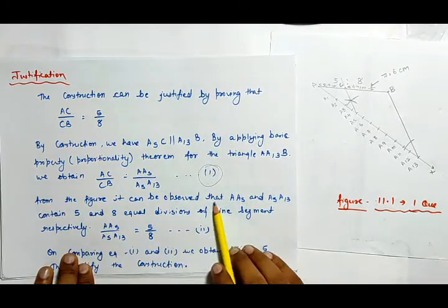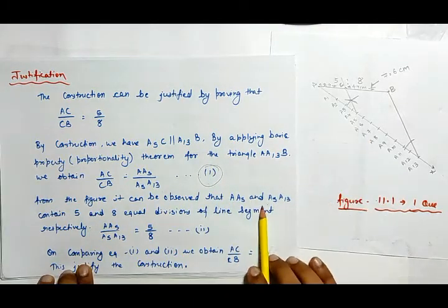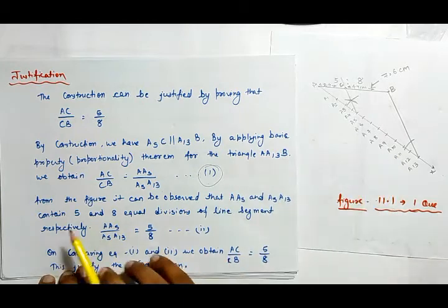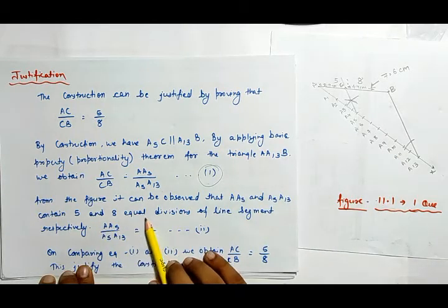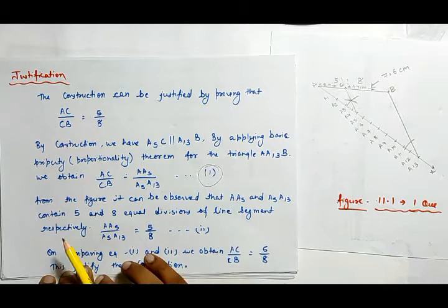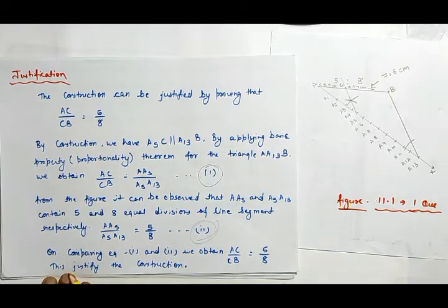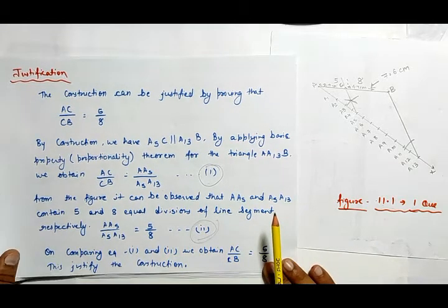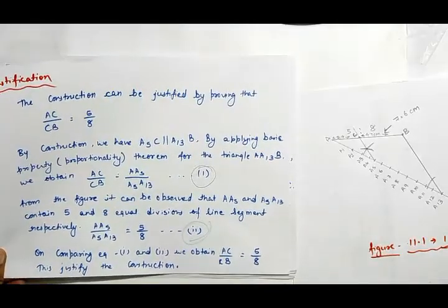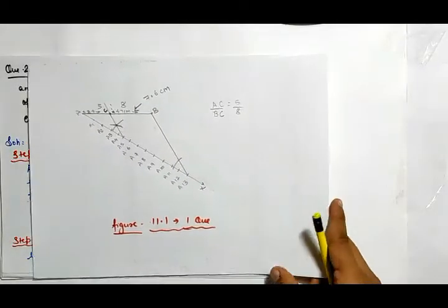From the figure it can be observed that AA5 and A5A13 contain 5 and 8 equal divisions of the line segment respectively. So AA5 upon A5A13 is equal to 5:8. That is equation 2. On comparing equation 1 and 2, we obtain AC upon CB is equal to 5/8. This justifies the construction. So the construction is justified. So here is a diagram, you can see this.